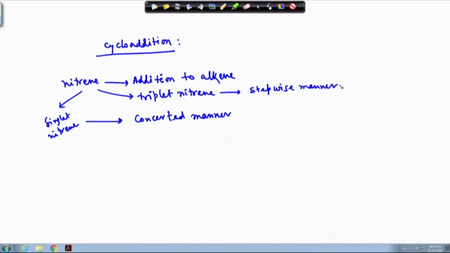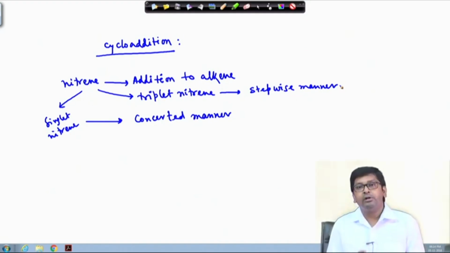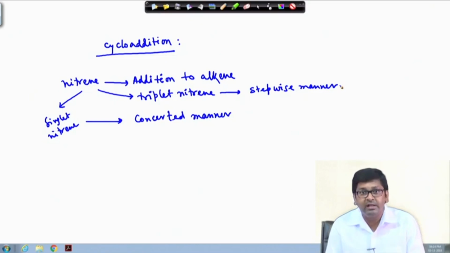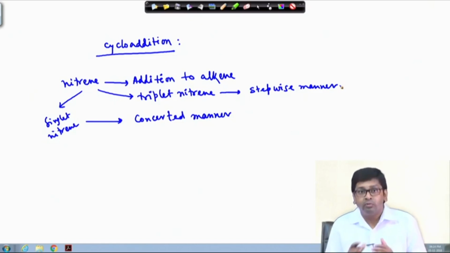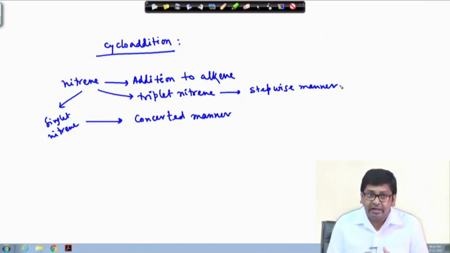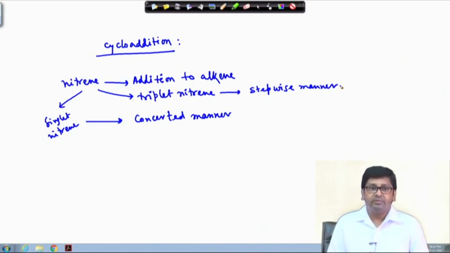We have discussed these mechanisms, how this stepwise manner or how these concerted reactions go through, in case of carbenes in a very detailed way. So, here we will not discuss those things in such detail, but it is also a similar mode of action. This is going via a concerted path in case of singlet nitrene, and in case of triplet nitrene it is going in a stepwise manner.